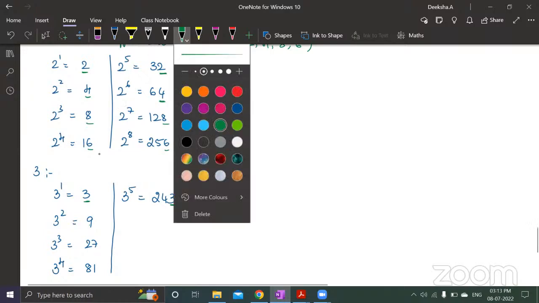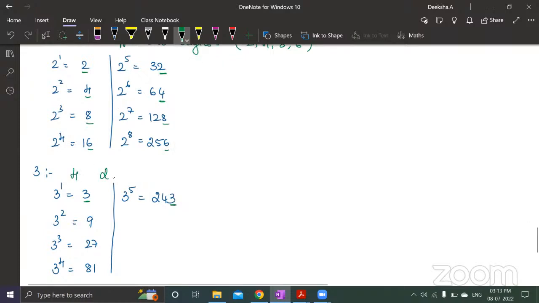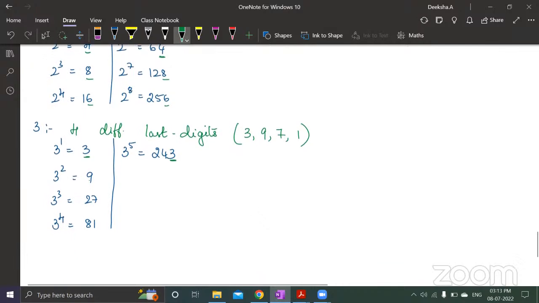So here, how many different last digits do you have? 4 different last digits we have. And what is the order of the last digits? 3, 9, 7, 1. Has everybody understood this concept, what I'm saying?